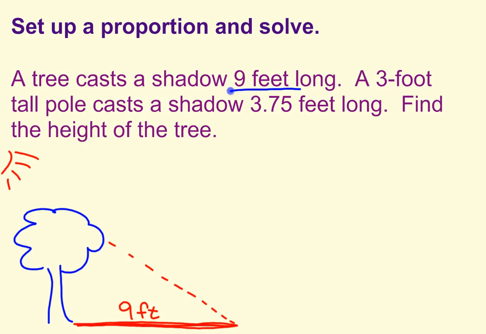We also have a 3-foot tall pole, so kind of a short pole over here. I'll just draw this one separately. This is not drawn to scale, so there's our pole. It's 3 feet tall, so I know that this is 3 feet. And this is casting a shadow that's 3.75 feet long. So the sun's coming at it. This shadow right here is 3.75 feet.